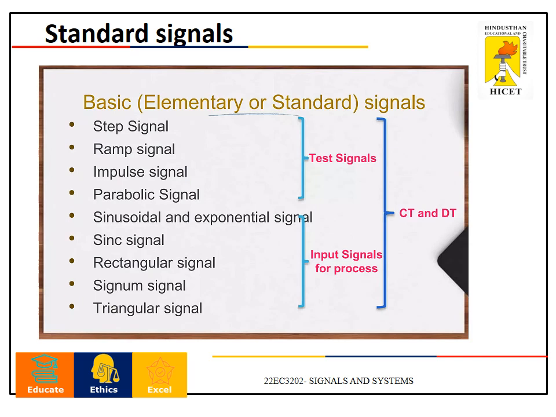The first is step signal, ramp signal, impulse signal, parabolic signal. These are called test signals. And next, sinusoidal and exponential signal, rectangular signal, signum signal, and finally triangular signal. These are called input signals for a process. They can be represented either in continuous time or discrete time.